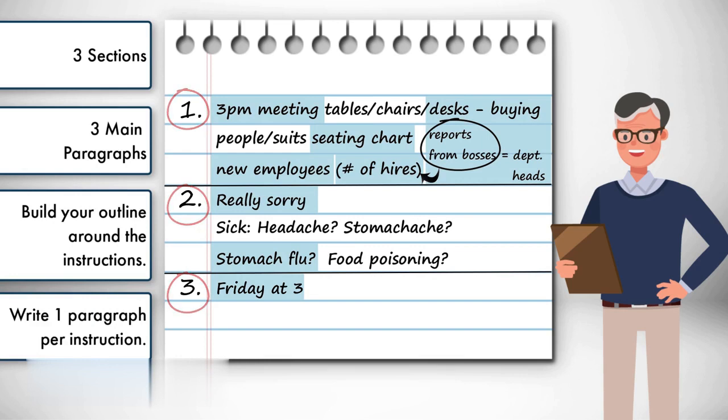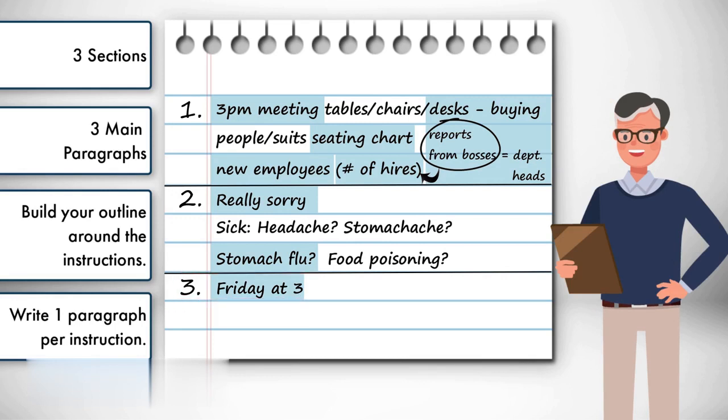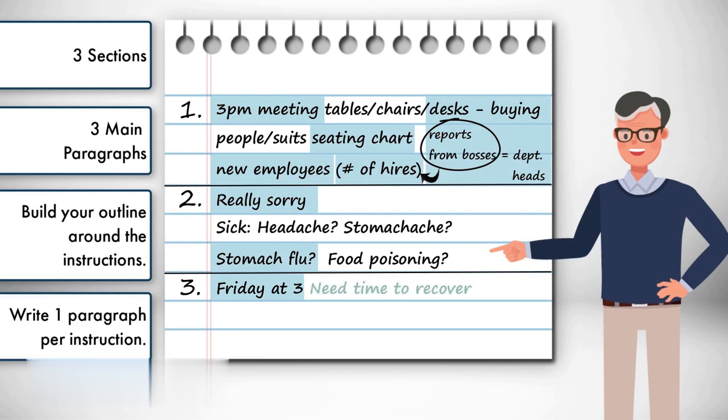Now, when I look at my outline, I see that I don't really have enough to say to write a whole paragraph for number 3. Maybe I could add some details, like why I'm asking to postpone until Friday. I'll mention that I need time to recover from my stomach flu and that I have some things I want to discuss at the meeting.